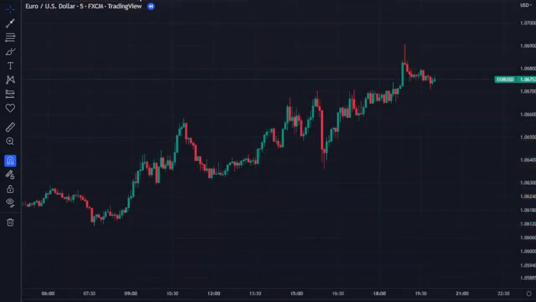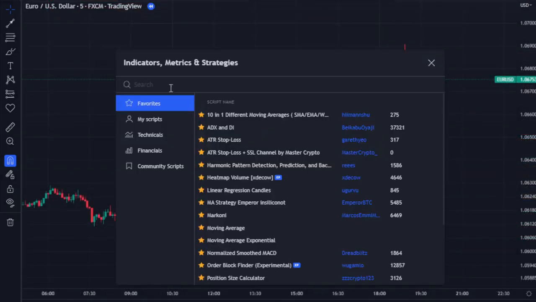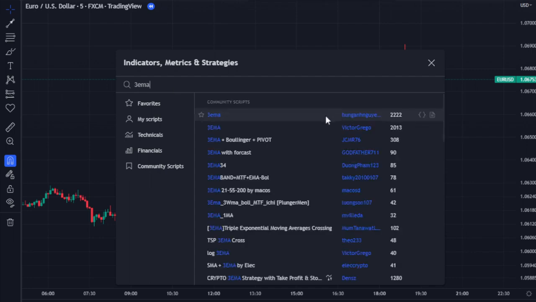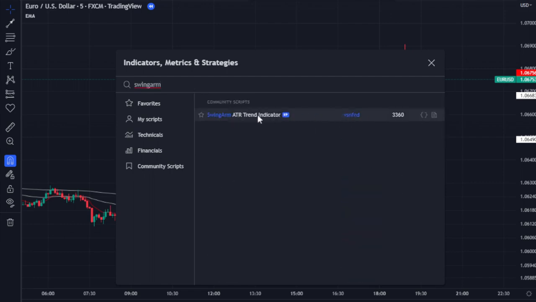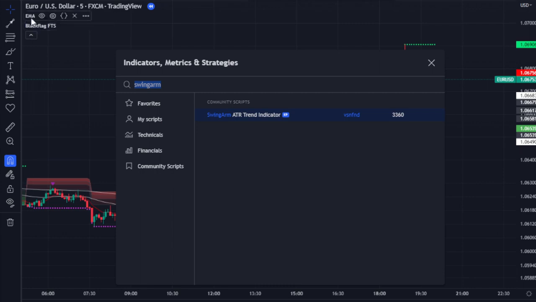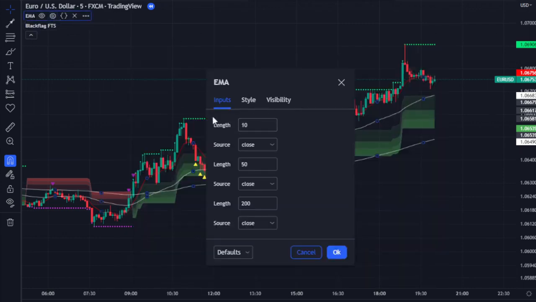Okay, let's add the first indicator called 3 EMA created by Hungengayan 1193. Then we add the swingarm ATR trend indicator created by VSNFND. Let's tweak your settings to get the same amazing results. First, the 3 EMA, we press on this indicator to modify its inputs, and we are going to change all the length to 32.